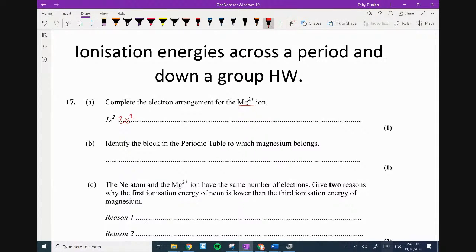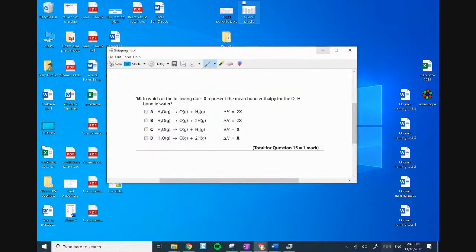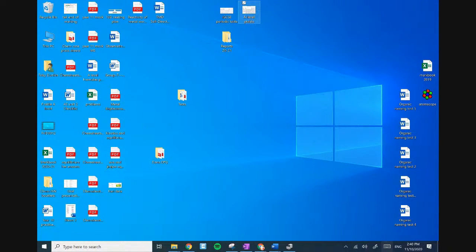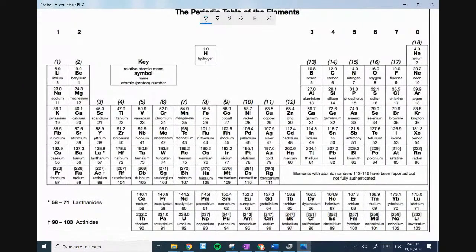2s2, skip over the, I feel like I want to do it with my table. I always prefer doing it with the table. There we go. So we know that hydrogen and helium are in the wrong place. Hydrogen should be here, helium should be here. And this is the S block, the D block, and the P block.